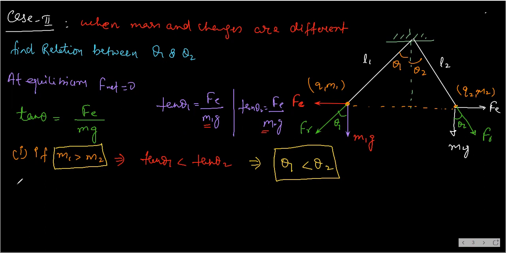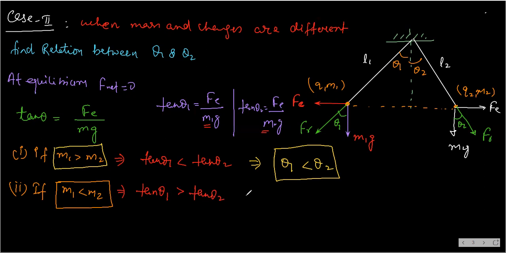Likewise, my dear kids, note this down as well. And then the second case is, what if m1 is less than m2? If so, that implies that tan theta 1 is going to be more than tan theta 2, and that implies that theta 1 is going to be more than theta 2.